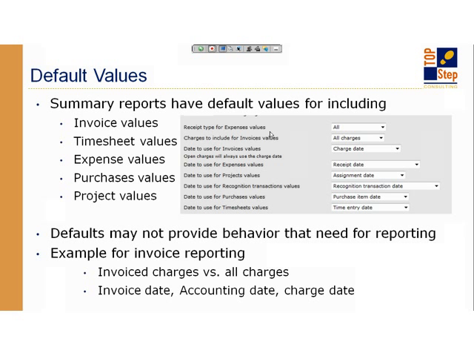OpenAir defaults these for an 80% solution, right? So when you first get your system, all these fields do have a value, but they may not meet the need of what you need the report to include. So I'm going to highlight one in particular that I think a lot of people just sort of forget to check. And that's the invoice charges. So if you look at the list that's on the screen here, you'll see charges to include for invoice values, and it defaults to all charges.